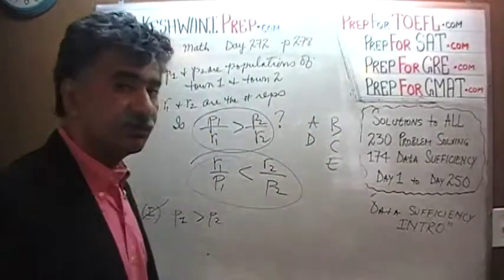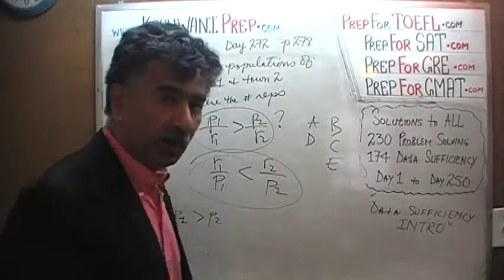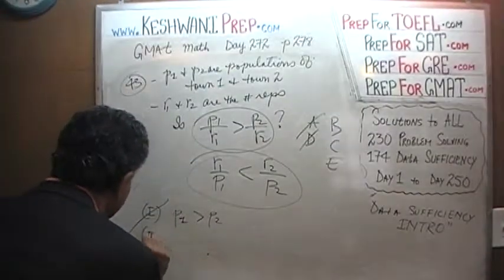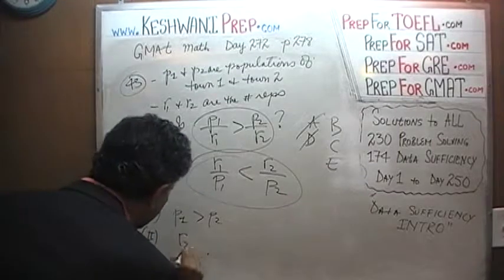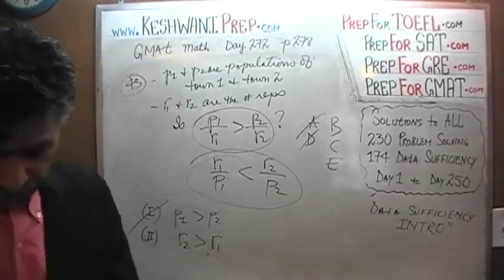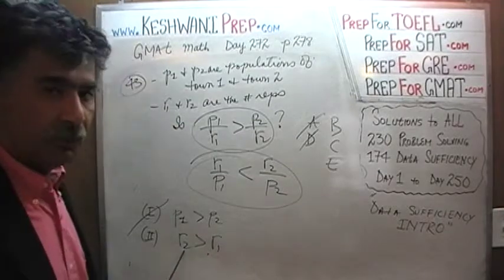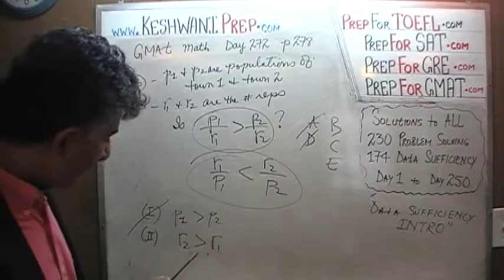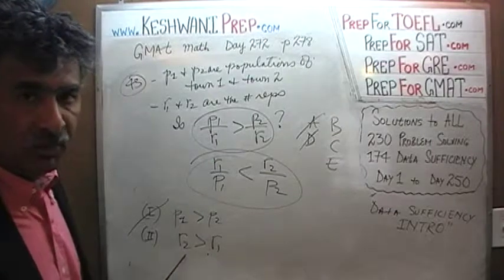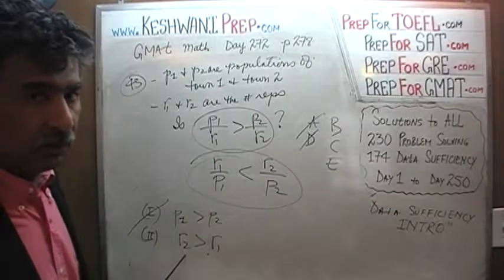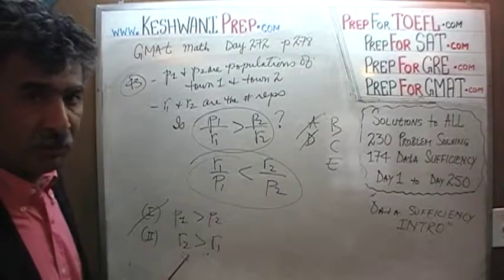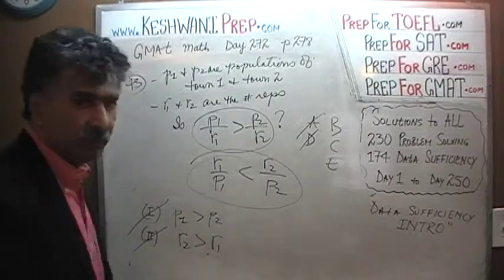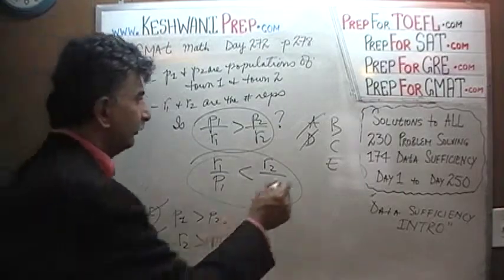Again, we just established that statement 1 is not enough. Therefore, we know now that the answer cannot be A or D. Statement number 2 tells us that R2 is greater than R1. What statement number 2 tells us is that town 2 has more representatives than town 1 does. But by itself, all we know is that town 2 has more representatives. We know nothing at all about the respective populations of the two towns. Again, the second statement by itself is not going to do us any good.